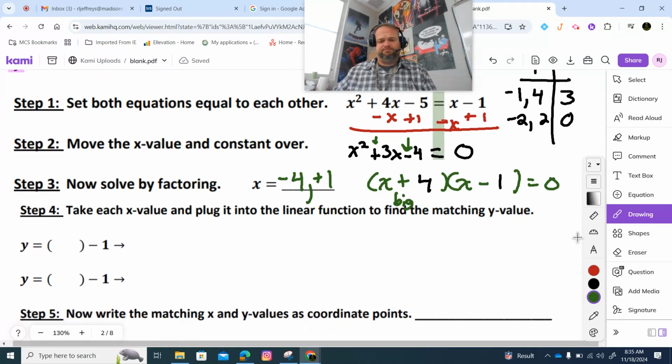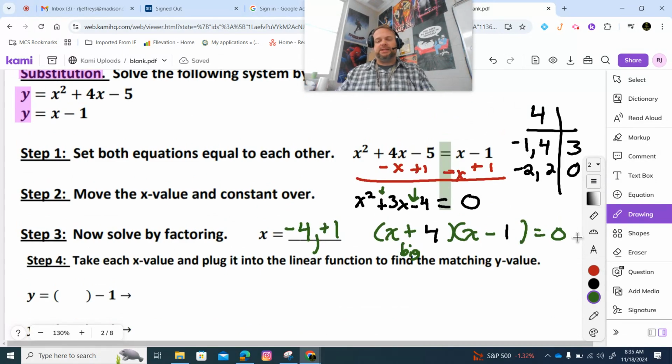So now, step 4. Take each x value and plug it into a linear function. I said linear function. Let's think about it.